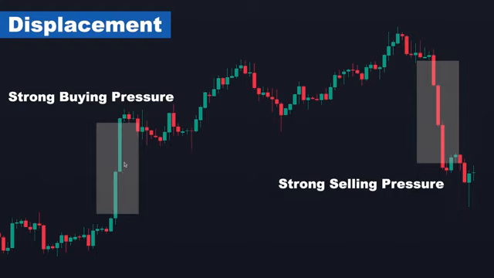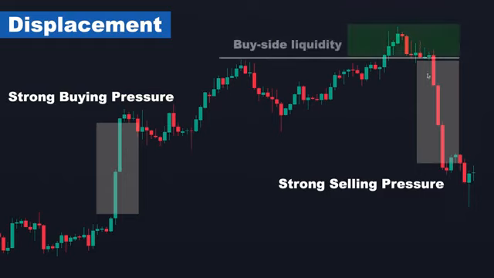This formation tells us that there is a complete disagreement between buyers and sellers, and one side has the control. Most of the time, displacement happens after a liquidity level was broken, and it usually causes fair value gaps or market structure shift, which I'll explain later.